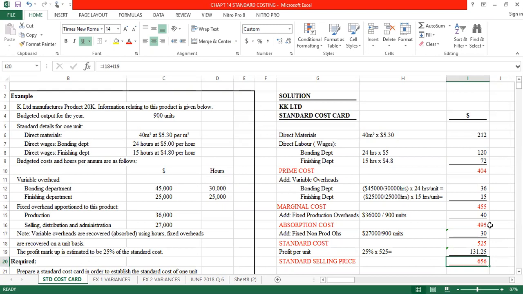You are planning that you will be selling the product at 656. The total cost of the product per unit will be 525. Absorption cost of the product per unit will be 495. Marginal cost of the product per unit will be 455, and the prime cost of the product. So in short, a standard cost card helps you to plan for all costs involved in the making of a product.